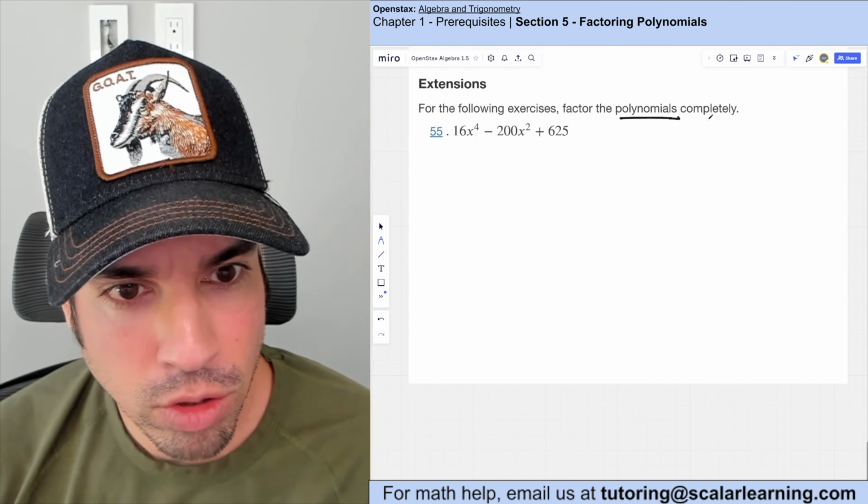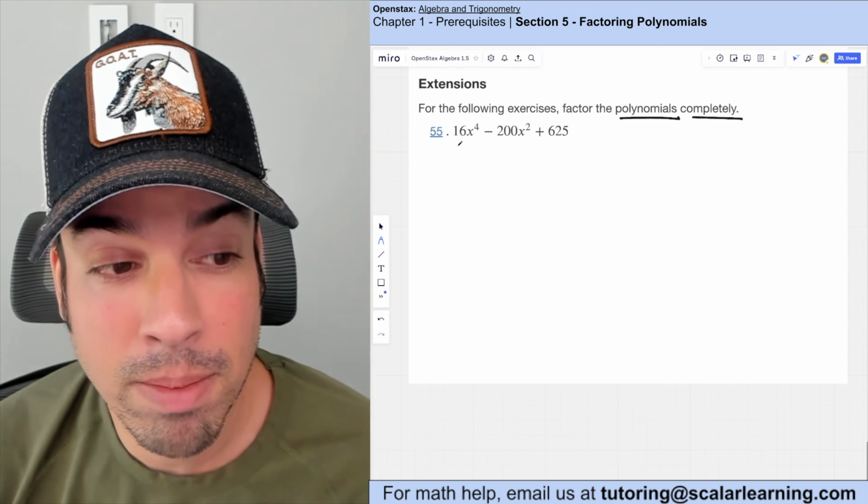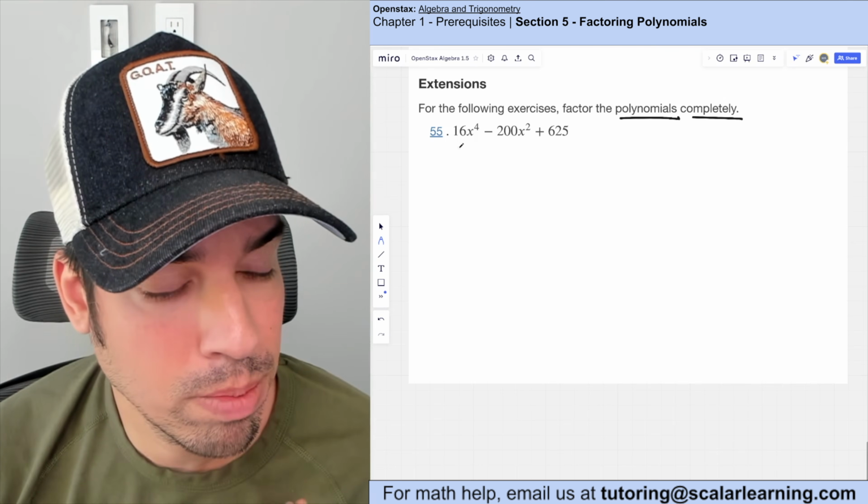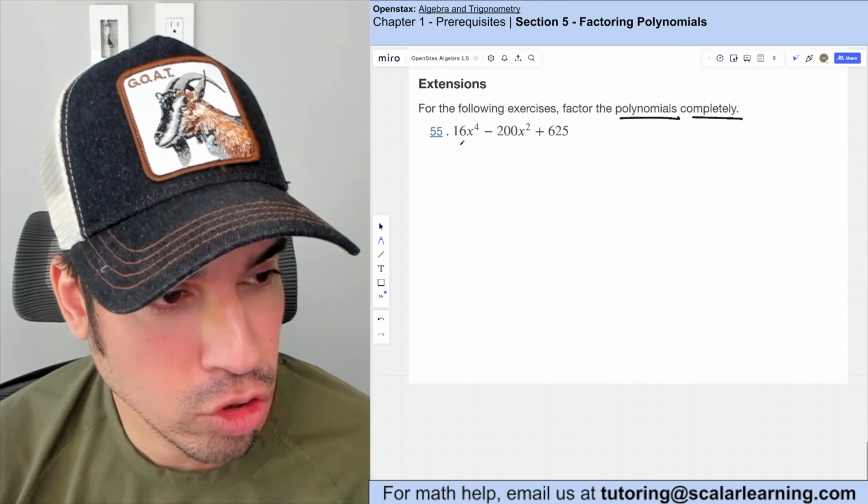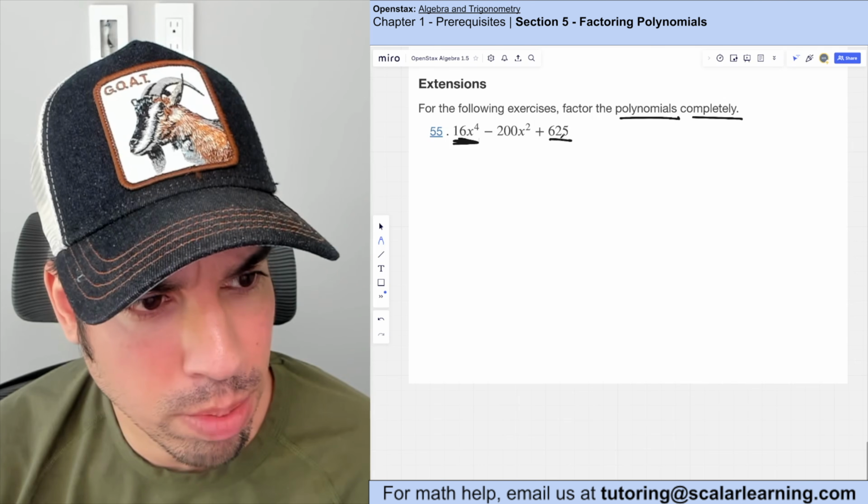Boom, done. The following exercises factor the polynomials completely. So in this case, I'm guessing that this is going to be a nice perfect square trinomial because I got a perfect square here and a perfect square here.